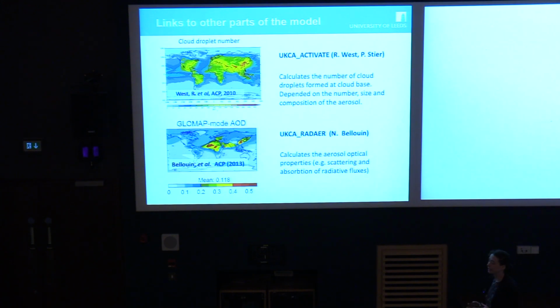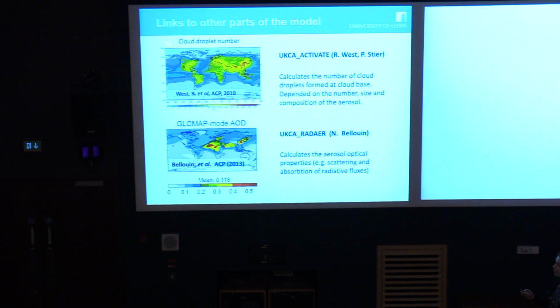GLOMAP-mode links to the other parts of the model in a couple of different ways. One way is that if we're interested in indirect forcing, we want to be able to calculate cloud droplet number. And if we want to calculate cloud droplet number, we need to know the number of aerosol which are there. So this is work from Rosalind West, in which she's taken a scheme called Activate, which calculates the cloud droplet number based on the aerosol size distribution and some assumptions about the in-cloud updraft velocity.